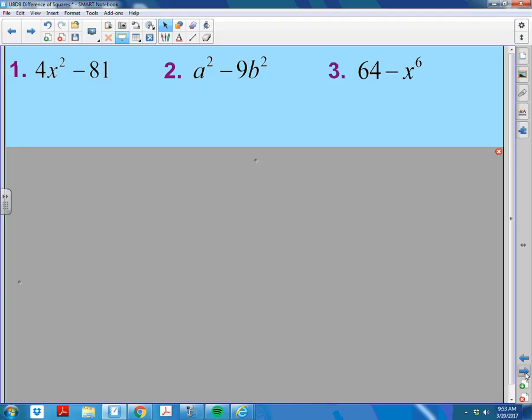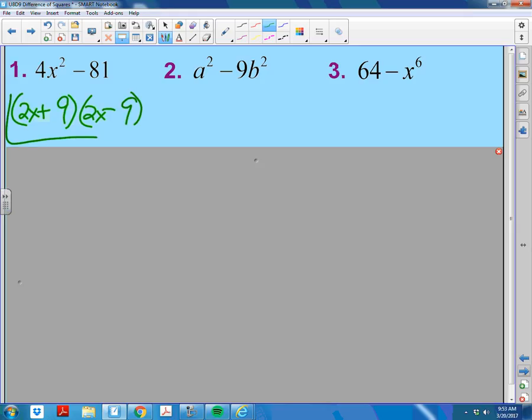So watch the trick. 4x squared minus 81. Is 4x squared a perfect square? Is 81 a perfect square? Is subtraction at play? Yes, so here we go. Watch. Parenthesis, parenthesis, parenthesis, parenthesis, plus, minus. What's the square root of 4x squared? 2x goes in the first places, and 9. You're done. It's a great trick. It's wonderful. You know why it's wonderful? You don't have to work. You just have to know the math.